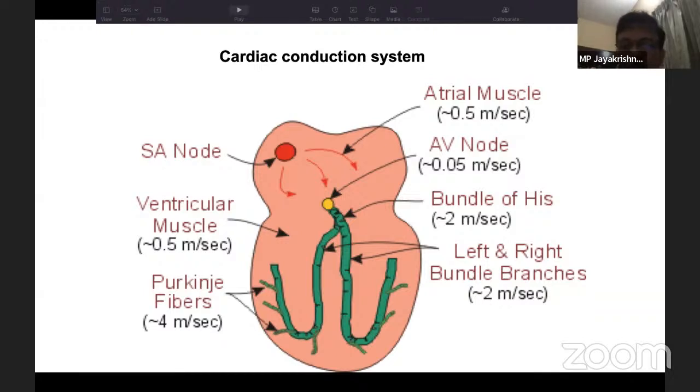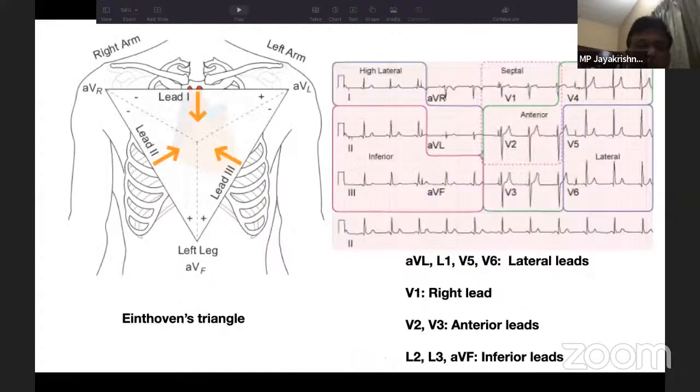And then once it reaches the bundles, left and right bundles also it's the same. But then once it reaches the Purkinje fibers actually into the ventricles, speed is the maximum, that is 4 meter per second. But inside the ventricular mass, the impulse travels at a very slow speed. It's about 0.5 meter per second. Again, like in the atrium. So we'll come to the practical implications of this later again as we discuss the case scenarios.